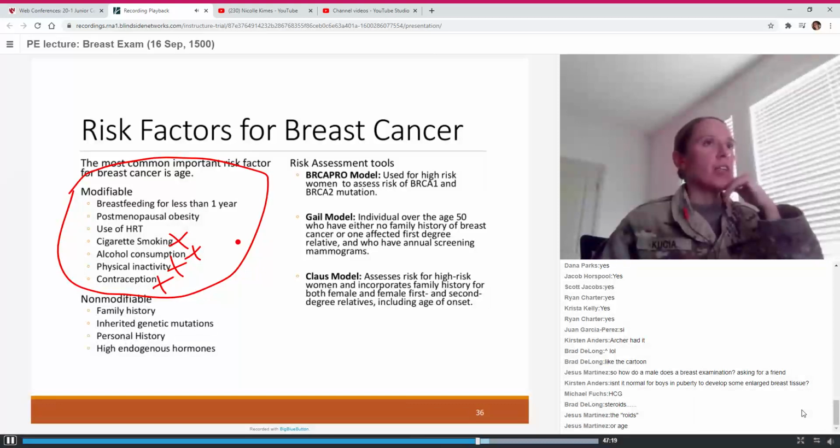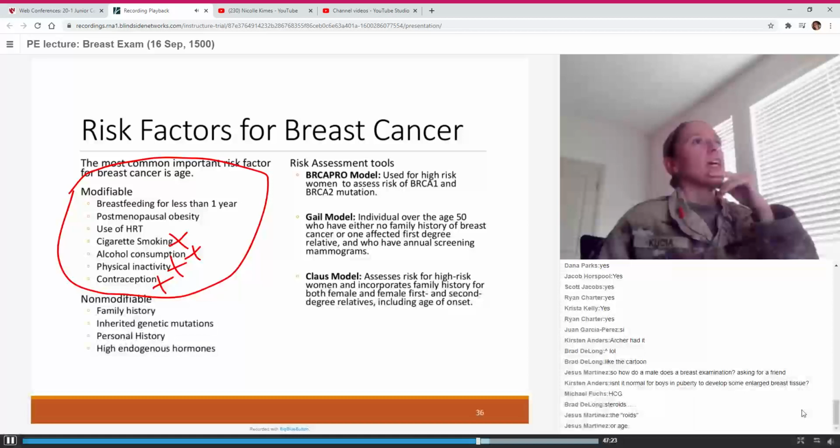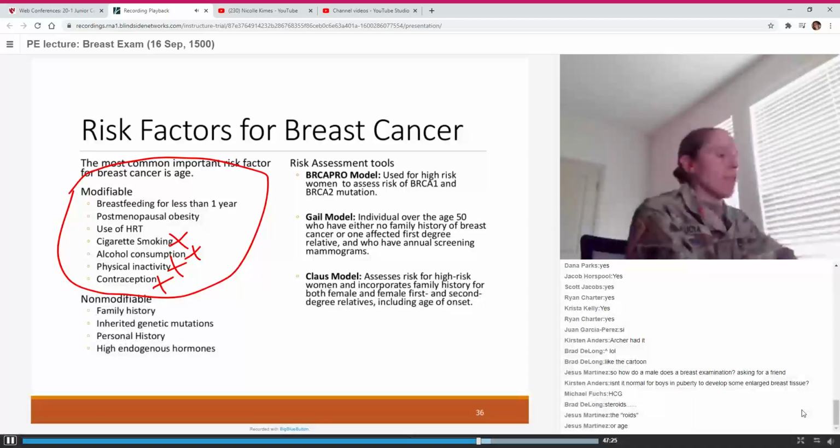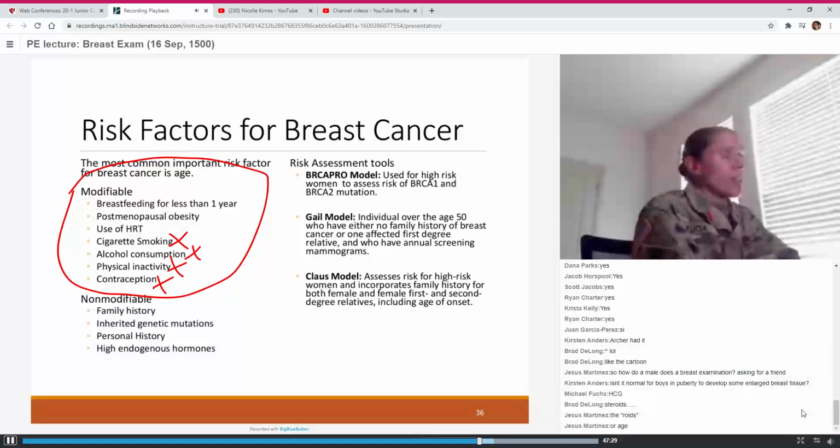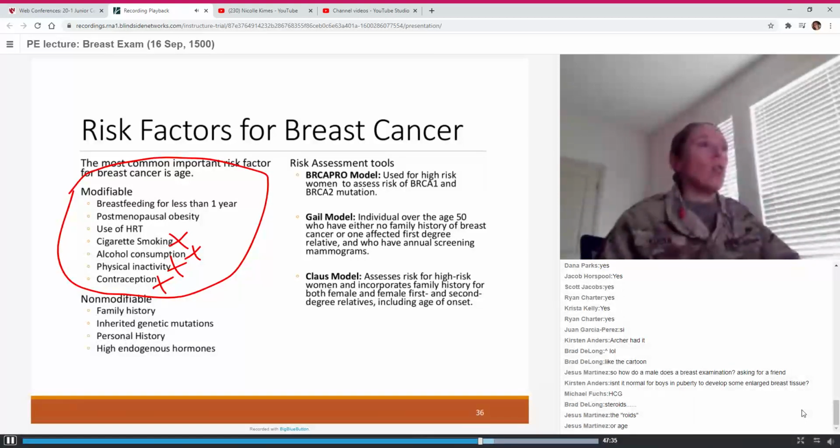Contraception can influence breast cancer too. And in fact, contraception can play a role in other cancer risks. So that's why we take such a good history about our patients when they come in for these well woman visits. They're known to cause a slight increase in the relative risk of breast cancer.